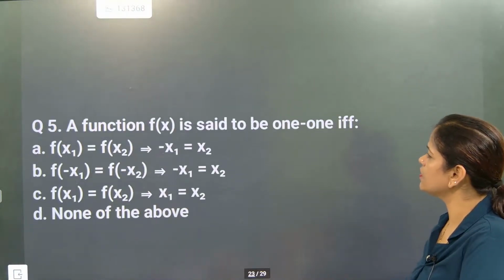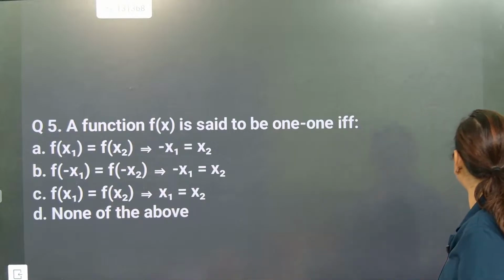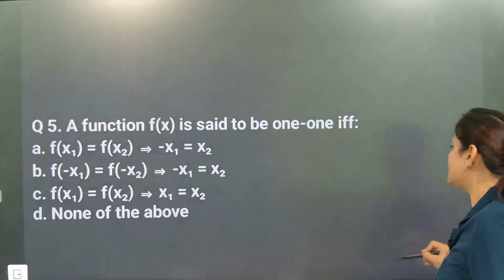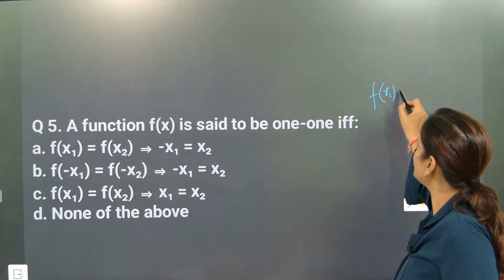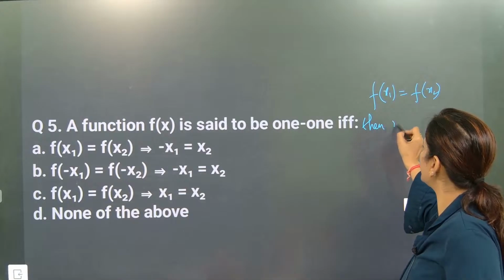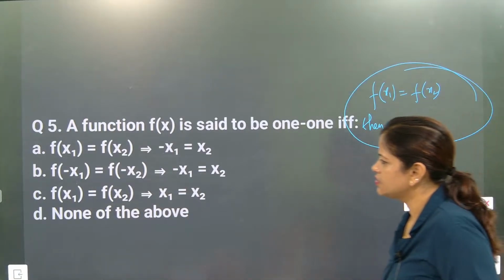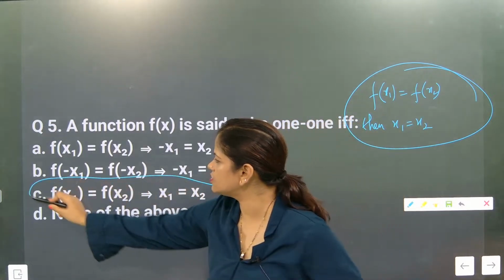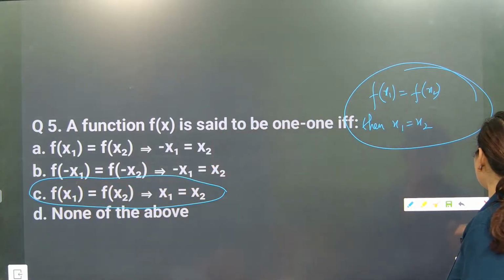Next, last part of the question: a function f of x is said to be 1-1 if the direct formula is there. They're not asking anything related to the question, they're telling what the situation is. So if f of x1 is equal to f of x2, then x1 should be equal to x2, then only the function is supposed to be 1-1. So which option is going to be the correct answer, beta? C will become the correct answer. Like this, we can attempt and solve.